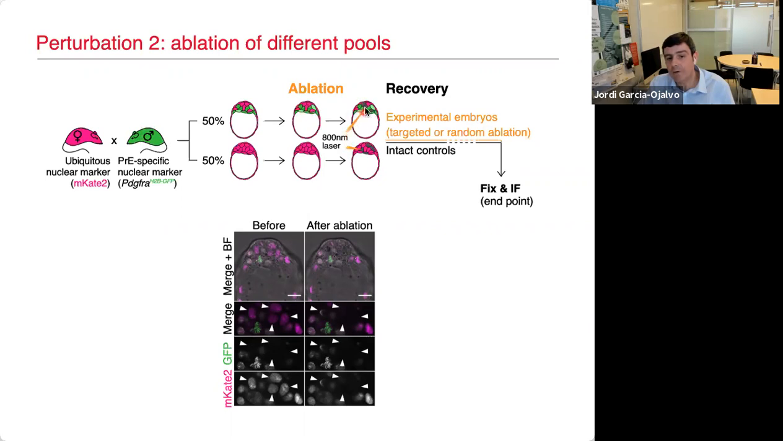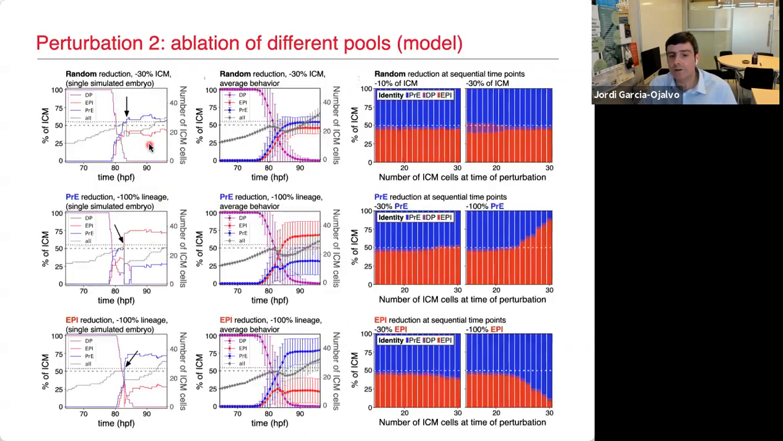And now this means that you can use a laser to target, to kill in a targeted manner specific cells of one fate or another. Okay, so that's what you do. And in that way, we see what happens when you start eliminating cells. Let me show you first what the model predicts. What the model shows, and sorry, this is a very complicated slide. I'm sorry for that.